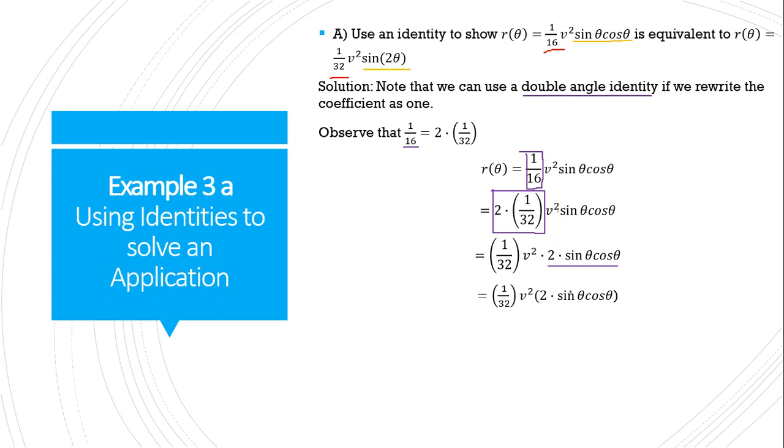I am going to emphasize that I'm grouping these three things together, 1 over 32 v squared, and 2 sine theta cosine theta, because I'm going to use the double angle identity to substitute in for this form. Looking back at double angle identities, this right here is equal to sine of 2 theta. So if I plug that in, I have 1 over 32 v squared sine 2 theta, which is exactly what I wanted.